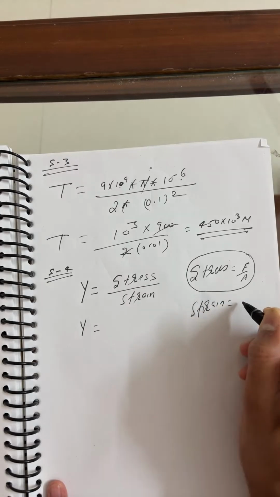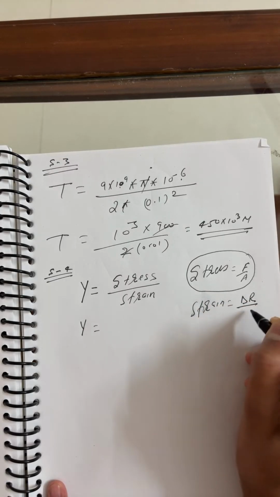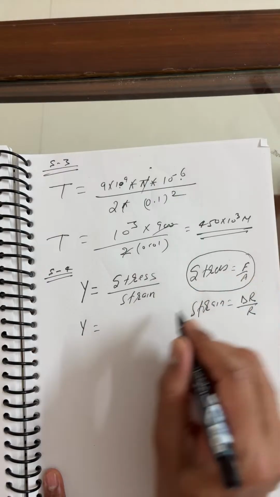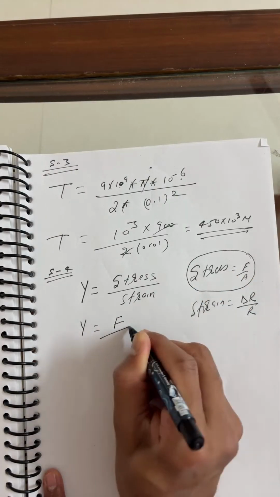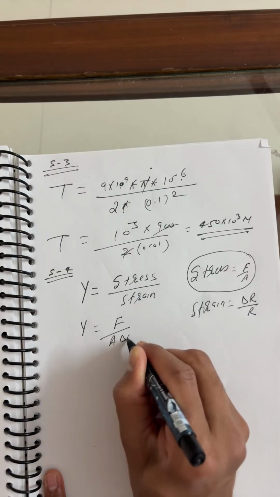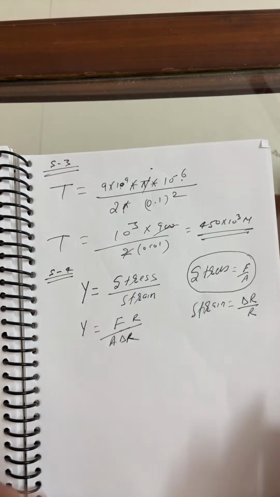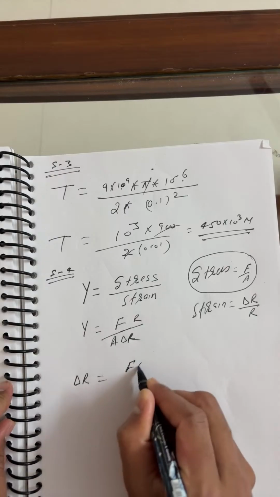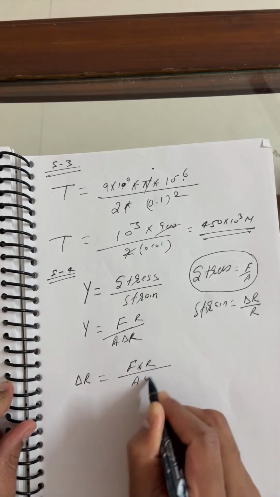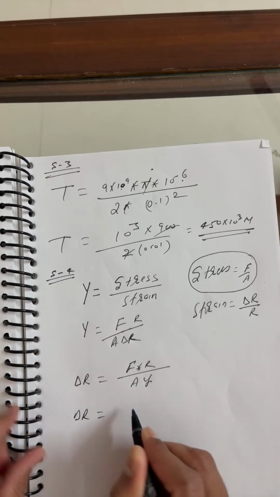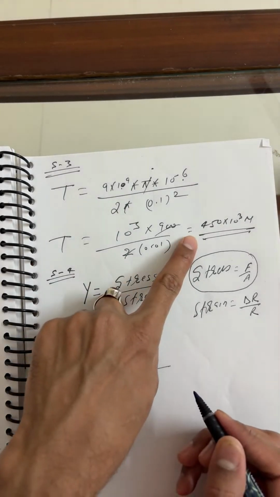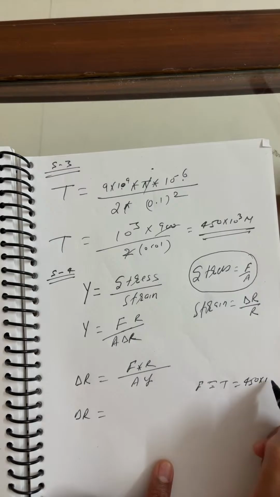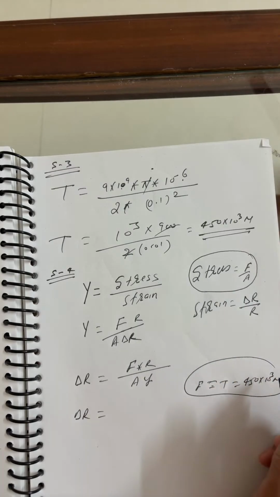Strain, you can say here, is change in radius upon radius, my dear. You can write the same thing which I wrote here. So stress is F upon A, and this is delta R upon R. Simple. We used to find delta R, the change in radius. So delta R is F into R upon A into Y. So delta R finally you got. F is what? How much? F is basically the tension, which is 450 into 10 to the power 3 Newton. Just keep it in mind, my dear.